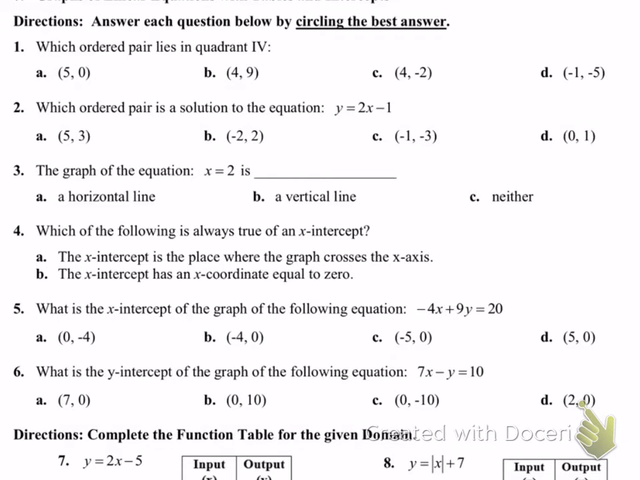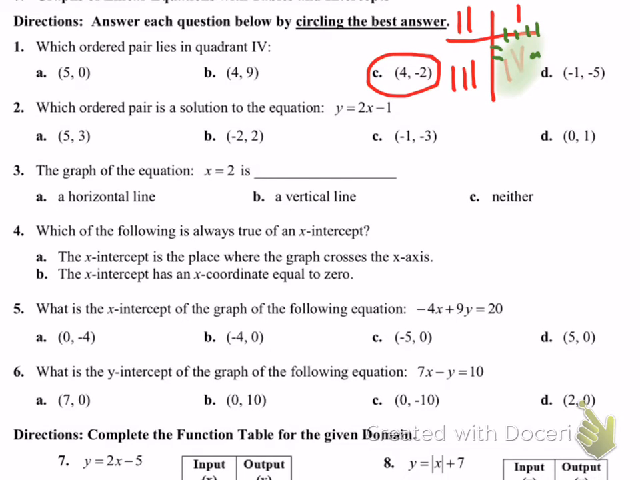Okay, question number 1 says, which ordered pair lies in quadrant 4? So what we want to first think about is, where is quadrant 4? Remember, these are labeled 1, 2, 3, 4. So we see that quadrant 4 is this section of the graph down here. So I'm looking for one that has a positive x value and a negative y value, which would be C, (4, -2). That would be 4 spots to the right, 1, 2, 3, 4, down 2, falling right about there.